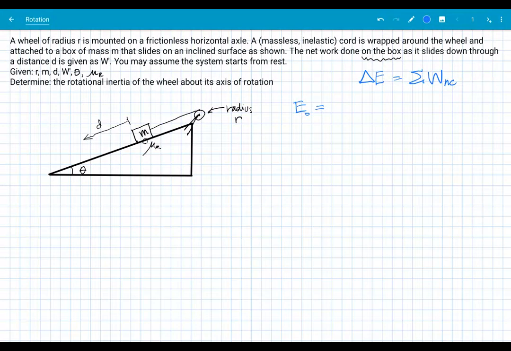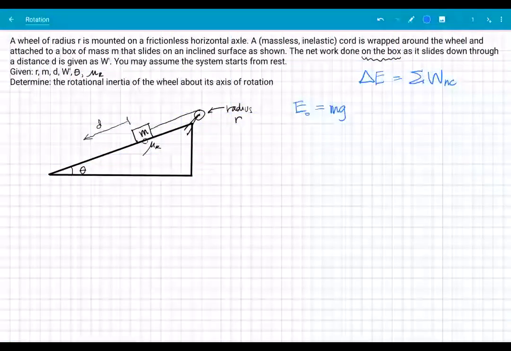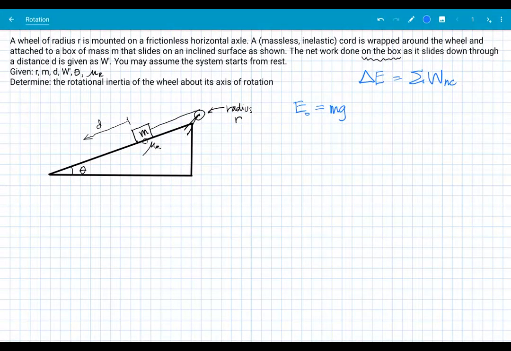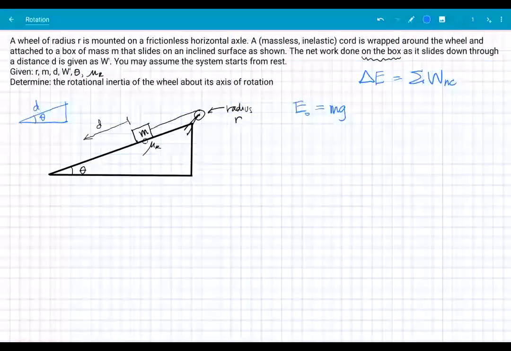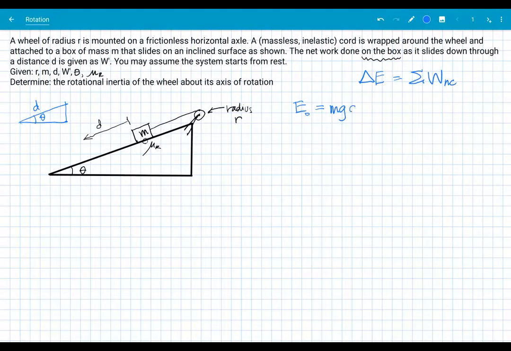So that's really nice. And that will be equal to mg. Now I need to think about what will be the elevation change as the box slides down through distance d. For that, I can think about a nice little triangle. The distance d is the hypotenuse, and angle theta is the angle of incline. So what is going to be the height change? It's going to be equal to d sine theta. Okay, good. So that's my initial energy, all in the form of gravitational potential.